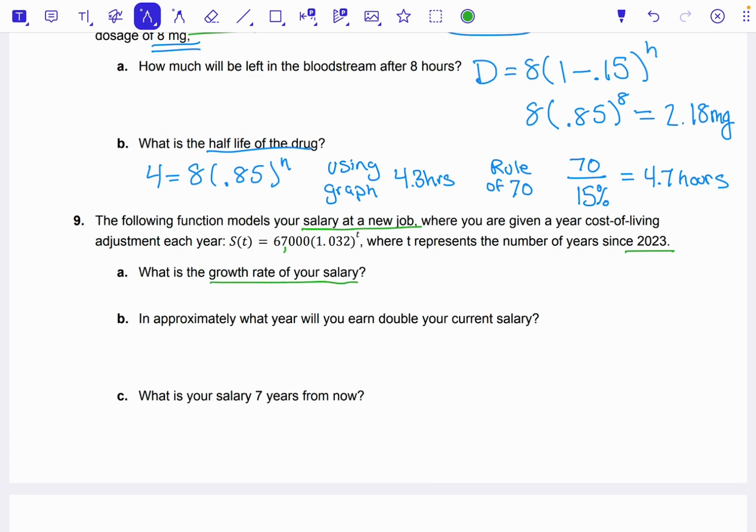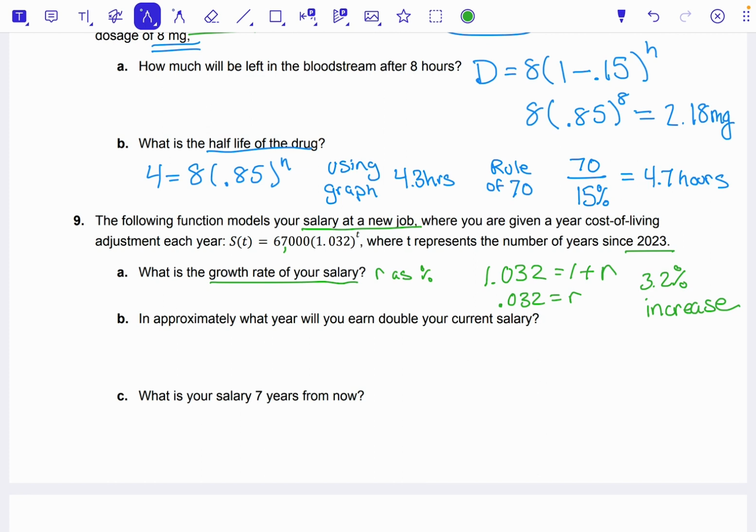What is our growth rate? So we're looking for the R value as a percent. Remember that 1.032, that growth factor, is really equal to 1 plus R. So we need to subtract 1 from that. And so R equals 0.032, but we want to write that as a percent. If we multiply that by 100, that would be 3.2%, and always say increase or decrease, an increase in our salary.